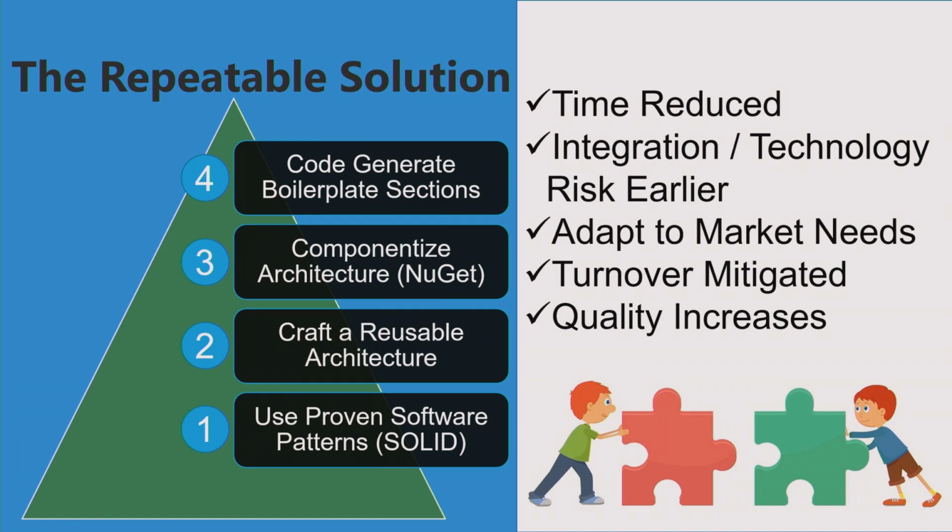The next step is componentize, and we'll talk about that later. It essentially means making some NuGet packages out of your common foundational features and functions. Once we have all of that in place, those first 3 steps, the next level of our hierarchy is to code-generate things that then work with our NuGet packages. The idea is that we're reducing the time it takes, which allows us to address other technology risks we might have earlier in the project, get something out faster, which allows us to adapt to market needs.